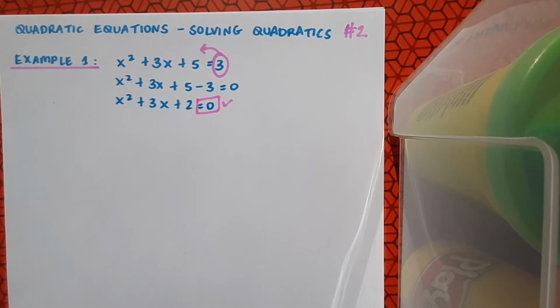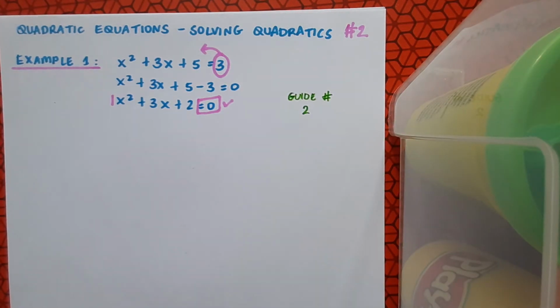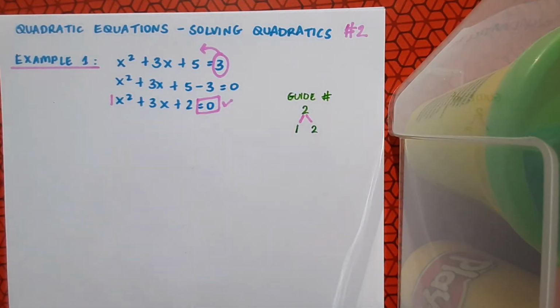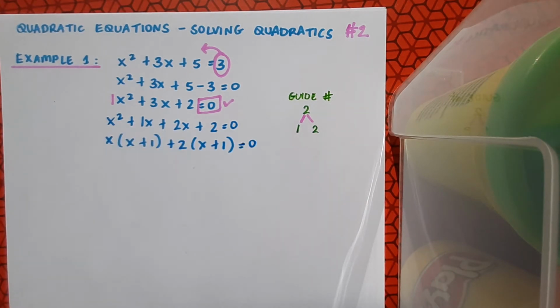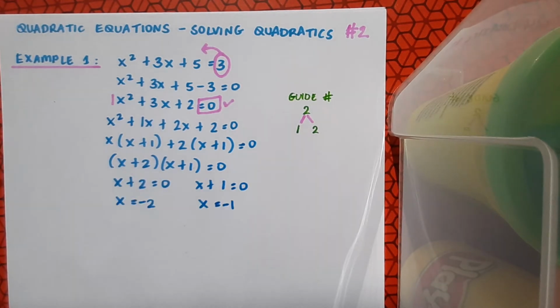Watch out for that. If you don't have your equation equals to 0, you do have to sort that out before you go any further. Pause the video now and see if you can factorise and solve this quadratic. In this case, my guide number is 2, which is factors of 1 and 2. And then for my final line, I'm going to end up with x plus 2 by x plus 1 equals 0. I let each bracket equal to 0, and I solve both of those equations.